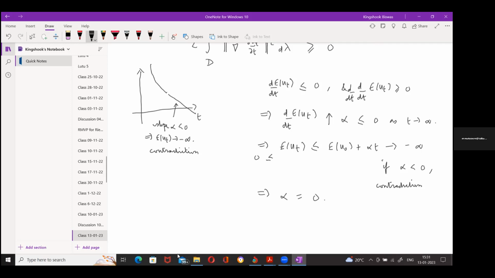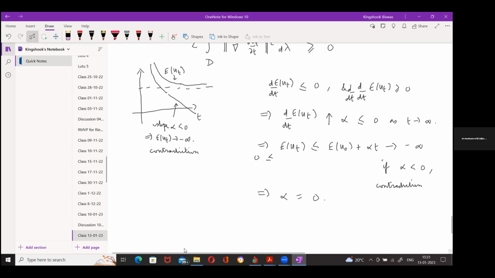So what happens is the energy function has to look something like this. It's monotone decreasing and bounded below by 0, so it converges to a limit. This is the energy of u_t. This is what the energy function has to look like: a monotone decreasing convex function which converges to a limit. Is this clear? Now, alpha equal to 0 means that the derivative of the energy function goes to 0.